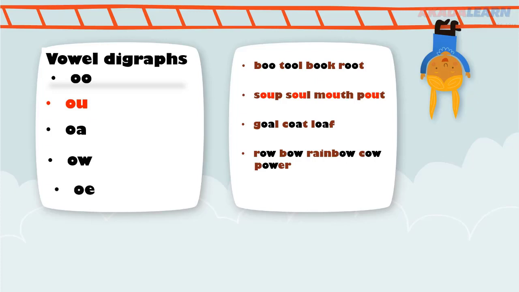The last one in this group is O-E. O-E also makes an O sound, just like the digraph O-A. Okay? Whenever you see O and E together in a word, it makes an O sound. For example, toe, like your little toes on your feet. T-O-E, toe. Then H-O-E, hoe. Okay? A hoe is used on the farm for farming.